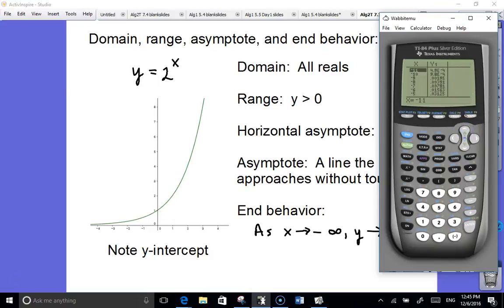Because I've got 2 to the x. If I plug in -1, that's 1 over 2 to the first, which is a half. If I put in -2, we get 1 over 2 to the second, which is 1/4. As they keep going to the left, the numbers are going to get smaller and smaller and smaller.